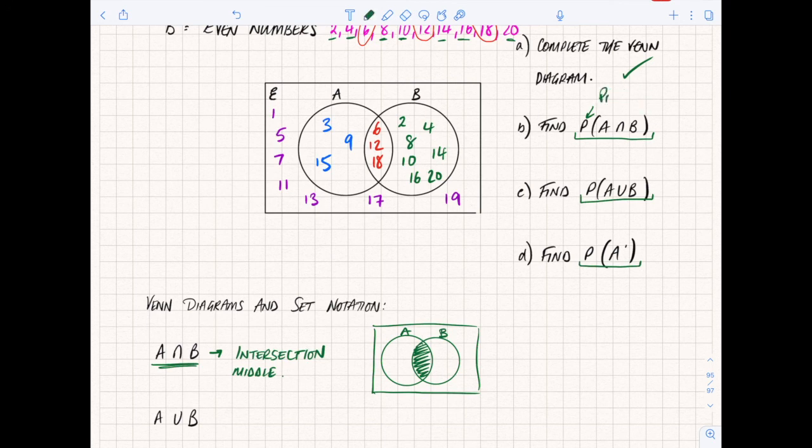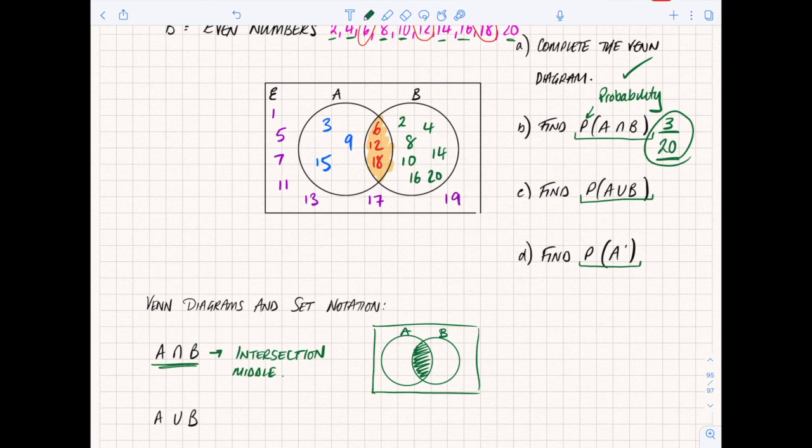So probability of A and B. Well, basically what we're saying is how many numbers are in this section here? Well, we know that there are 3 values in that. Okay, so we've got 3 values in that middle section, in that intersection, out of a total of 20 numbers altogether. So that would be your answer for the probability of A and B.